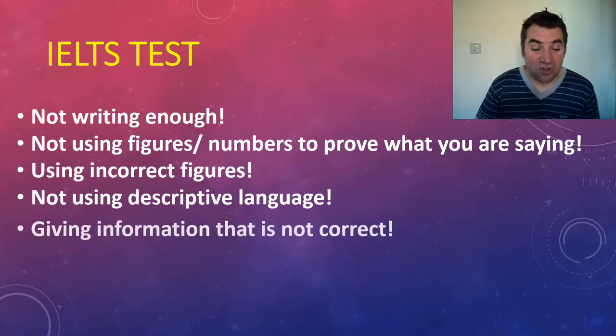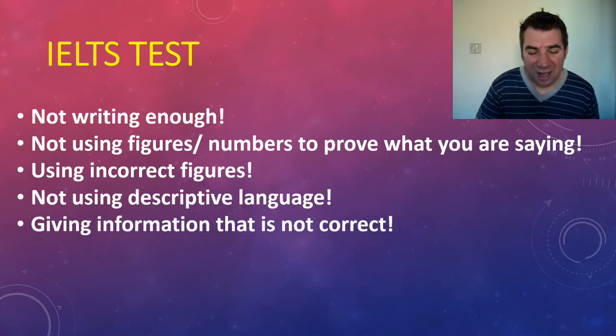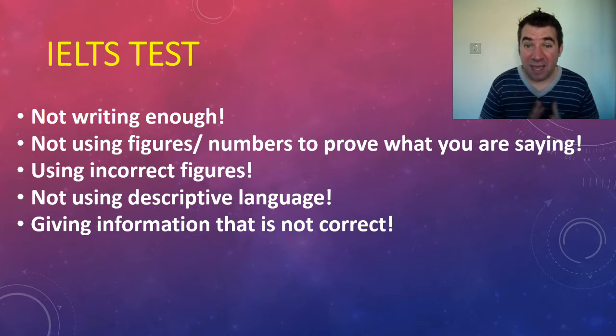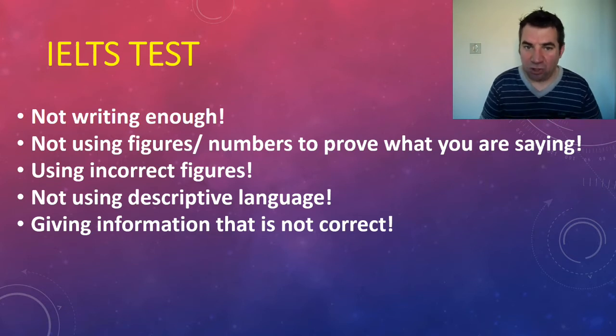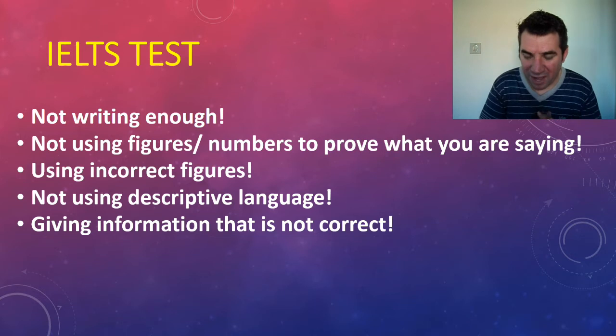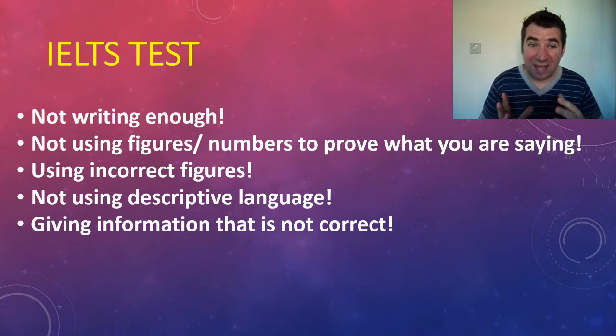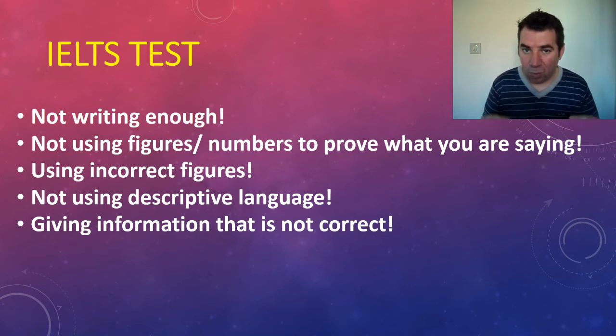Giving information that is not correct. Well, I've kind of already talked about this with the figures. This is kind of similar. Maybe you don't understand the graph and you actually start writing things that are incorrect. And this is a huge problem if you do this, and you will lose a lot of marks. So again, don't be in a hurry, take your time, organize what you're saying, and make sure that you have understood what the graph or the pie chart or the table is actually showing you.